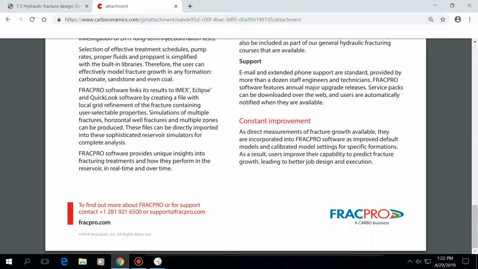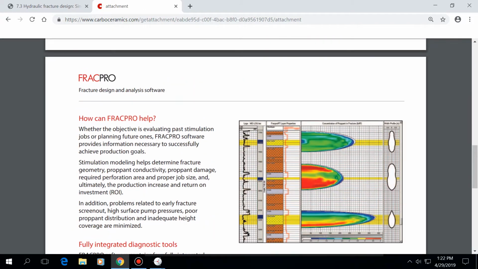Yes? What are the colors inside the fracture? The width. This is the width in this case.